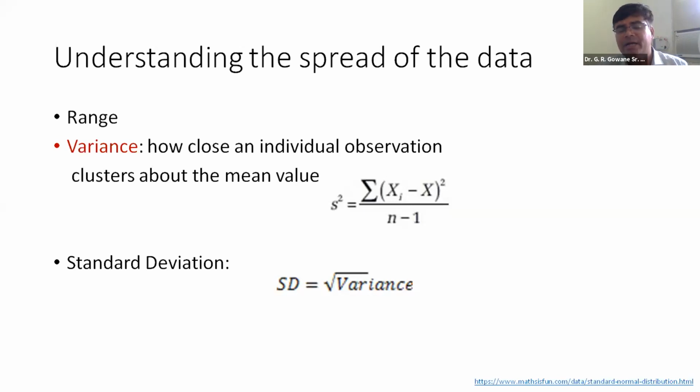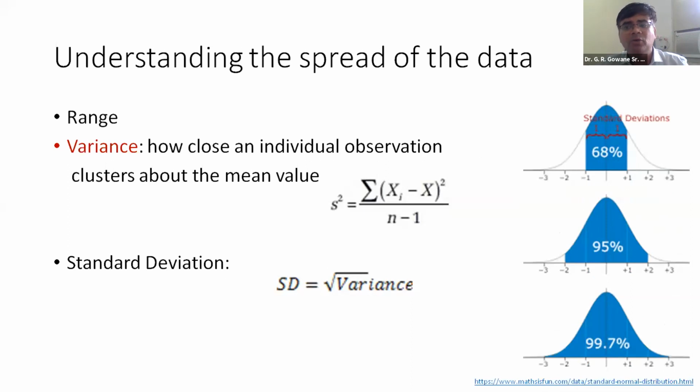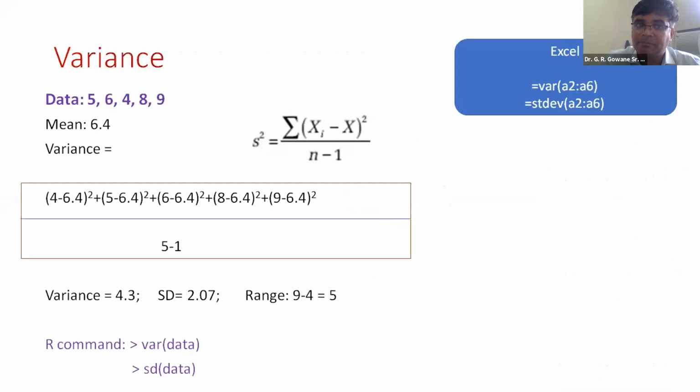Similarly, standard deviation is nothing but the square root of the variance. And we know that if we have a good understanding of the variance and standard deviation of the data, we can understand the whole data structure itself. Now, how do we get this variance then?